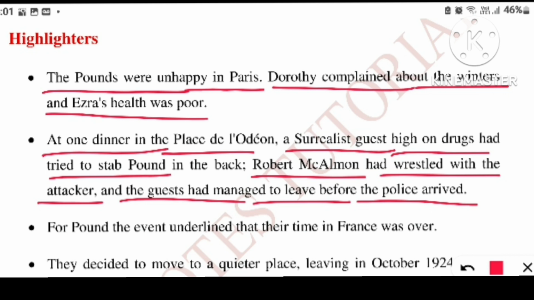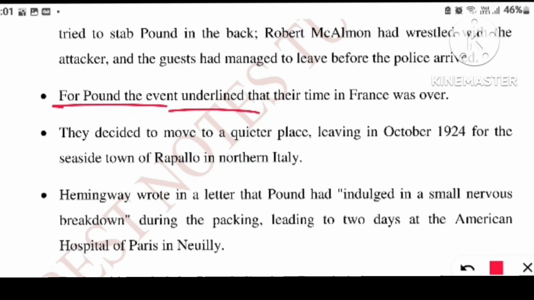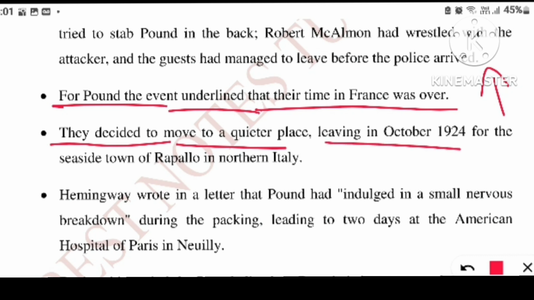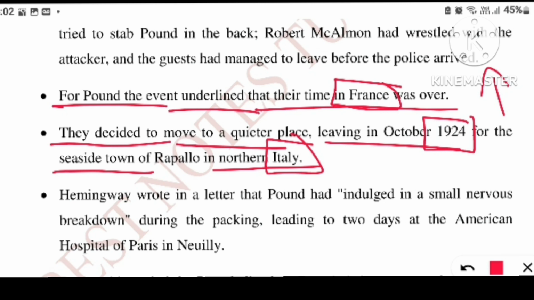Number 1, because of health issues, because of the cold winter, and next because of this incident that happened in this hotel. The event underlined that their time in France was over. Now see, because of these two incidents, Pound realized that no more could they live in France, therefore they shifted. They decided to move to a quieter place, leaving in October 1924 for the seaside town of Rapallo in northern Italy. From France, they shifted to Italy, which they thought to be a quieter place.